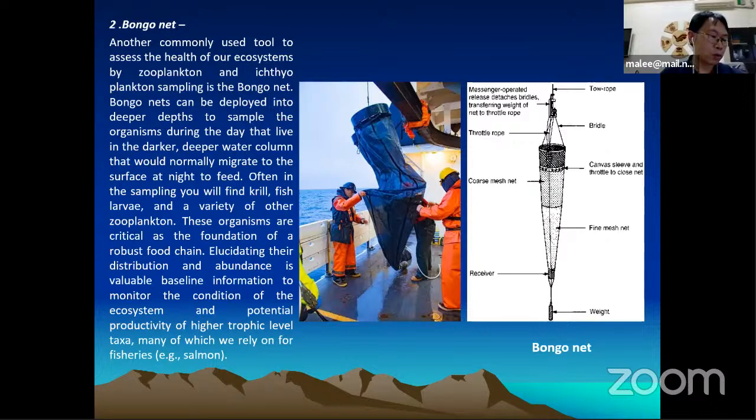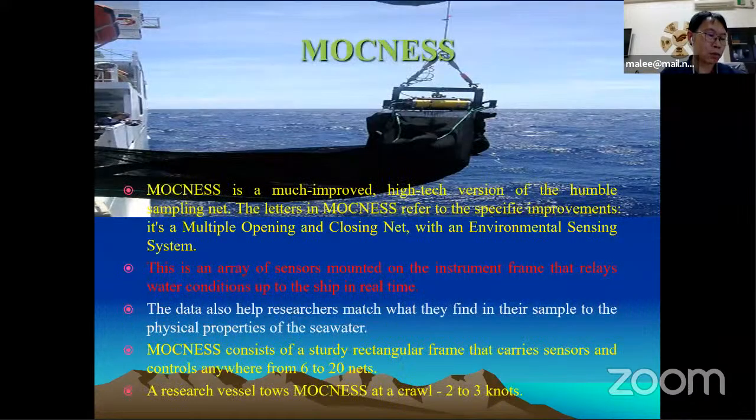And we also have a multi-net system called the MOCNESS system. This system can help researchers match what they find in their samples to the physical properties of seawater and the biological samples. Because it may have 6 to 20 nets, we can show the different vertical depths.